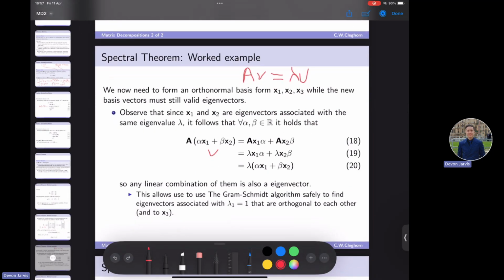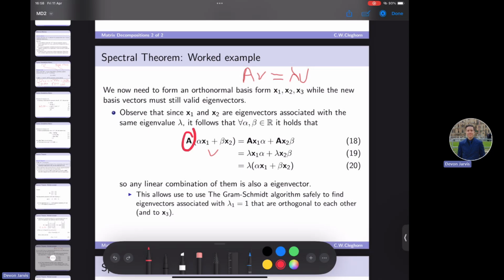So now we need to form an orthonormal basis from x1, x2, and x3, while the new basis vectors must still be valid eigenvectors, all right? So we can't make them not eigenvectors. Okay, so observe that since x1 and x2 are eigenvectors associated with the same eigenvalue lambda, it follows that any linear combination of them will also be eigenvectors. Okay, you just need to find that space. So for example, alpha times x1 plus beta times x2.